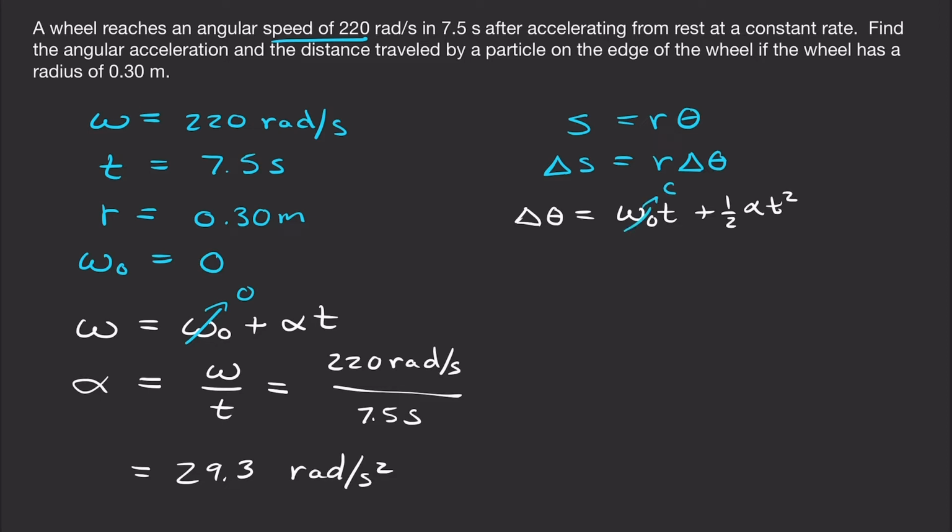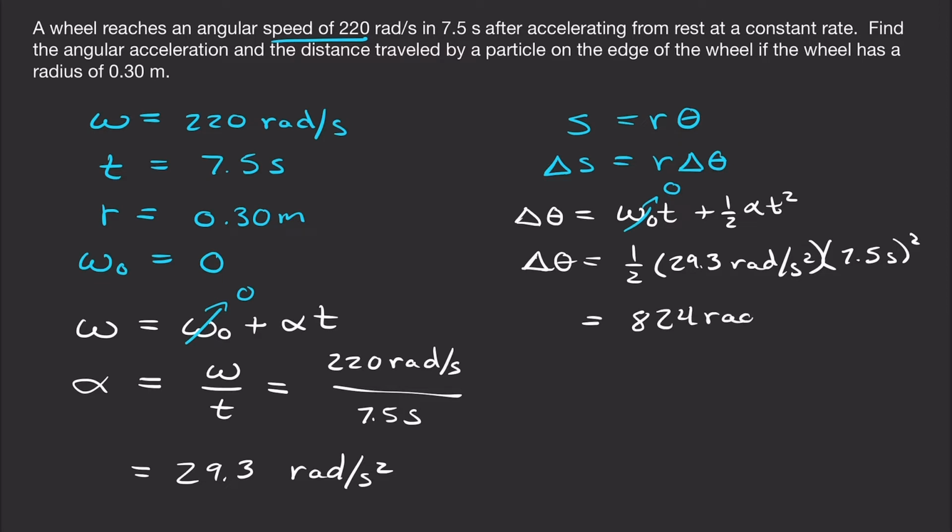Omega naught is just equal to 0. So delta theta is 1/2 our angular acceleration, 29.3 radians per second squared, times time, 7.5 seconds, all squared. And that gives us 824 radians. And then if we plug this into our equation above, we have the radius, 0.30 meters, times 824 radians. And that gives us 247 meters.